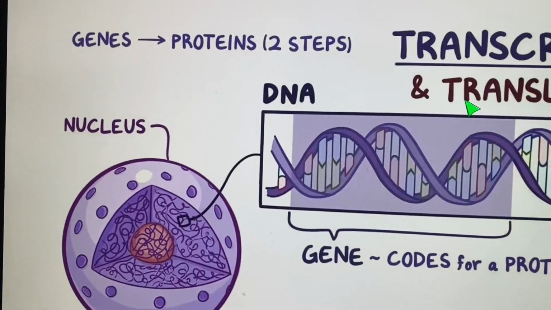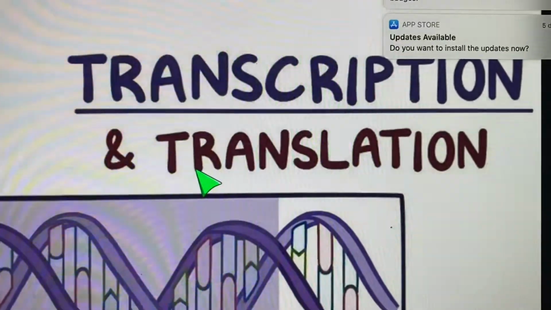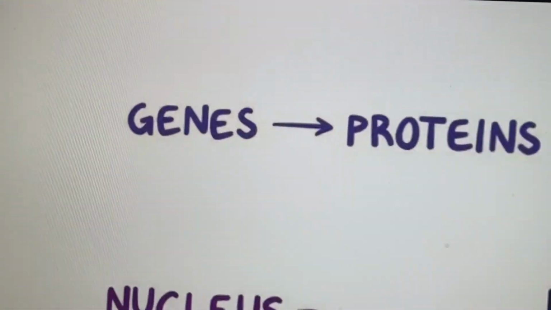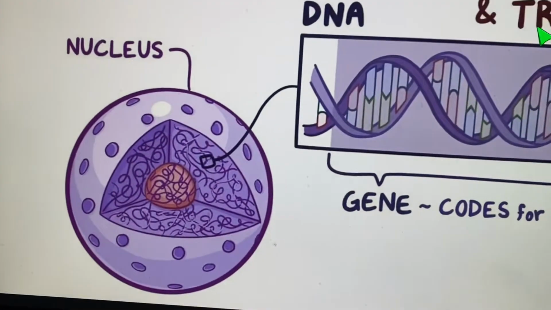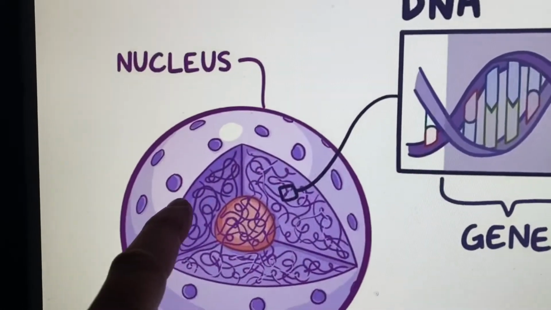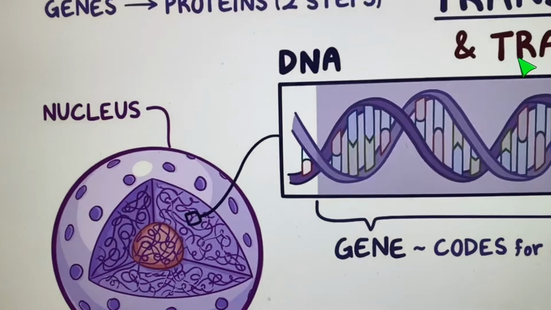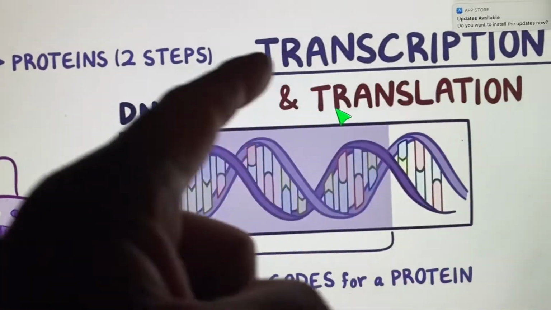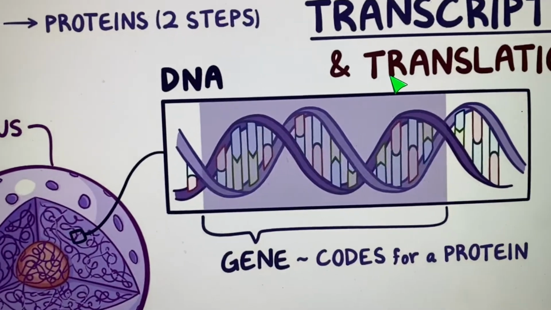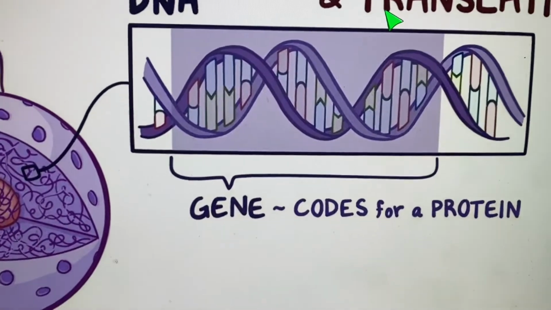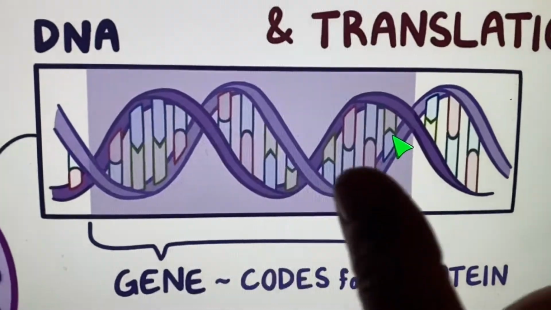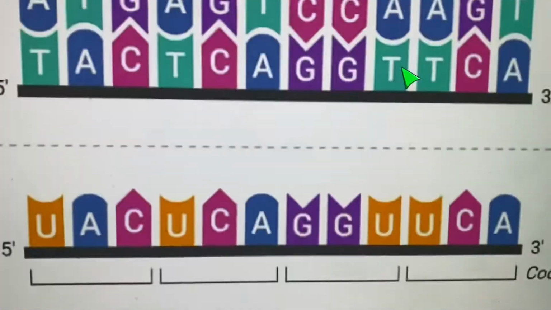All right, so we're studying transcription and translation, and it's the two-step process from genes into proteins. Okay, so we know that transcription takes place in the nucleus of the cell. Translation takes place in the cytoplasm, right? And it has to do with DNA, and one section of DNA is one protein, right?